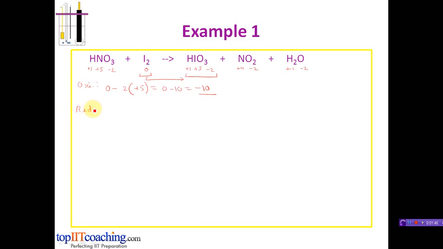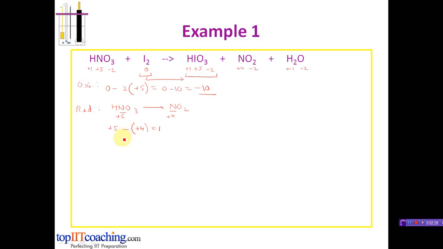Now let's have a look at the reduction. HNO3 is getting converted into NO2. The oxidation number of nitrogen in HNO3 is +5 and that of nitrogen in NO2 is +4. As you can see, the oxidation number of nitrogen is decreasing. Therefore, this is the reduction reaction. So the change in the oxidation state will be +5 minus +4, that is equal to 1.